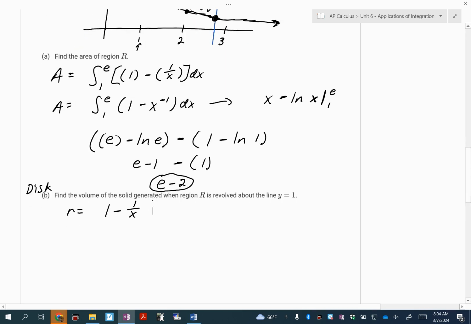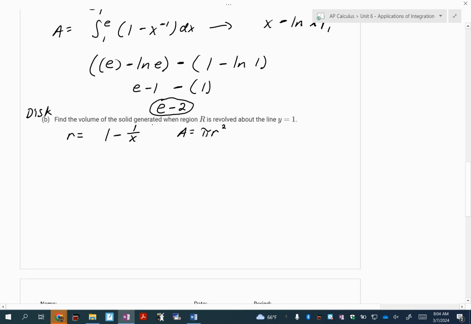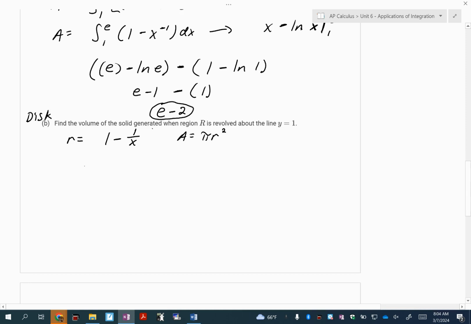Now, remember we've done this before, where the area is going to be pi r squared. So to find that, let me first find r squared.